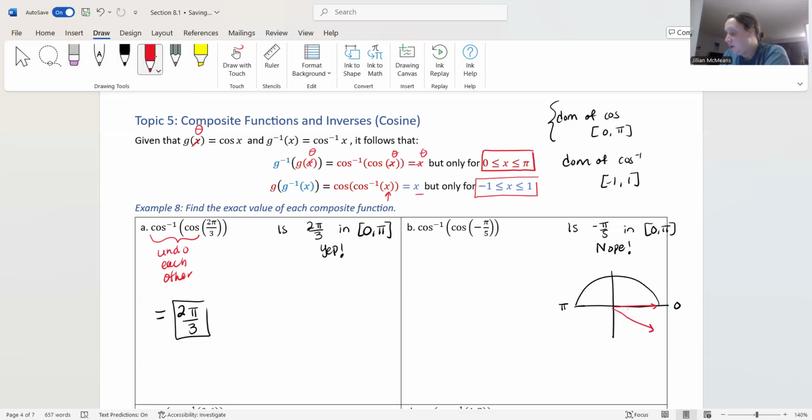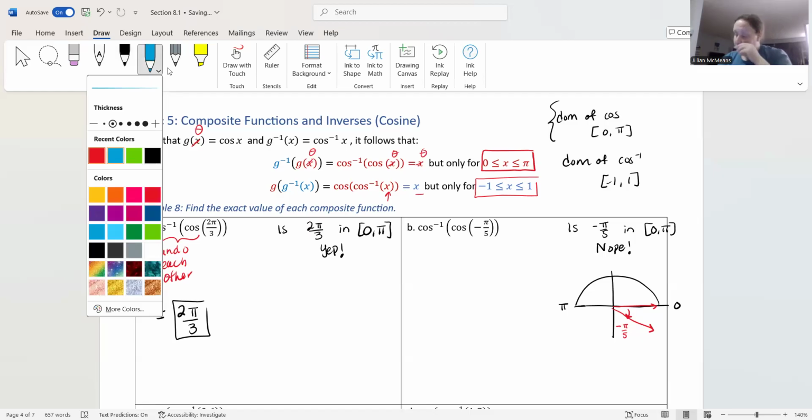Okay, so this right here is negative pi over 5. Well, that's outside the domain restriction that we've set for cosine. But as long as you're talking about the input, like the innermost input being an angle, we can play around with this idea of reference angles. So remember, reference angles are always the acute positive angle that takes you from the terminal side of whatever your original angle is to the x-axis. So let's think about what that would be.